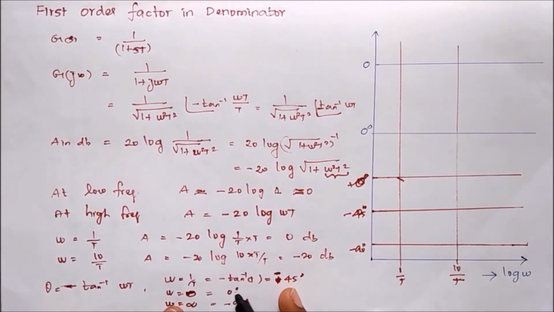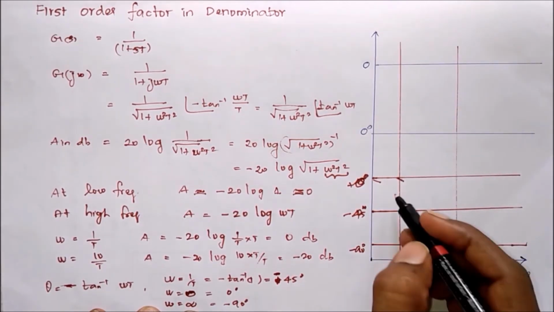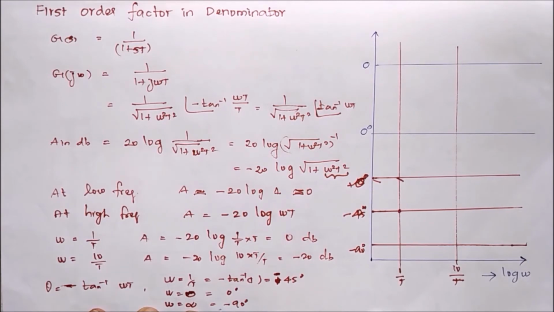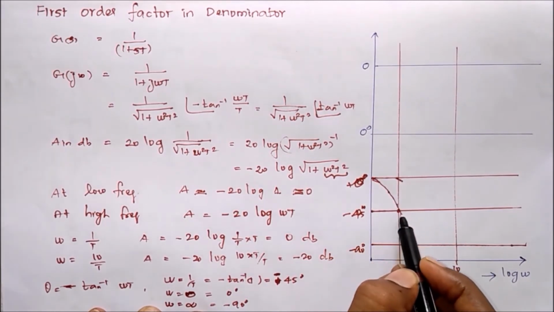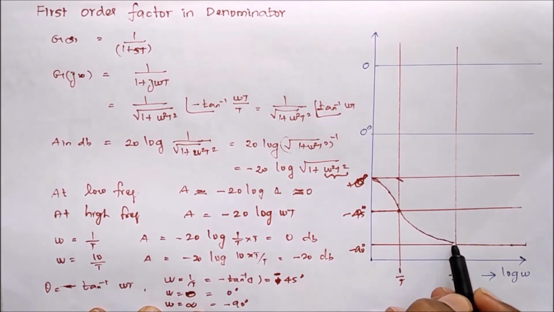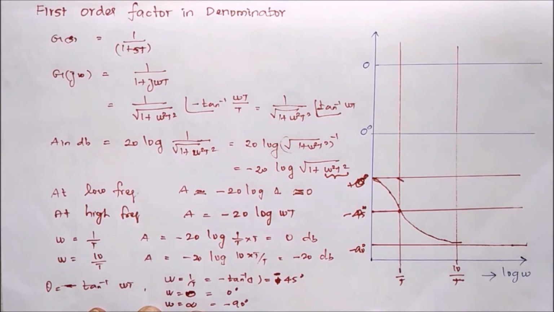Therefore when omega equal to 0, it is 0. When omega equal to 1 by t, it is 45. When omega equal to infinity, 90. Therefore it will start at 0 and it will move towards 90 degree when it reaches infinity. So this is the phase plot.